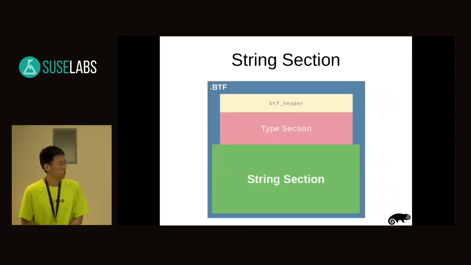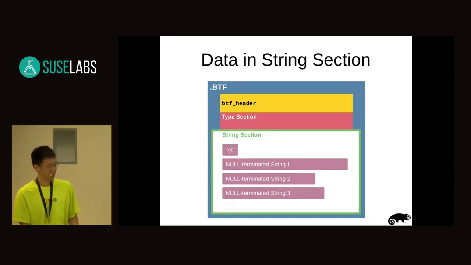Next is the string section. The string section is probably the most simple section in BTF because it's just strings. You can see here it starts with the null character, so you always start with this one. After that, just follow the strings, just like C strings. So you can just attach a small string as you want.